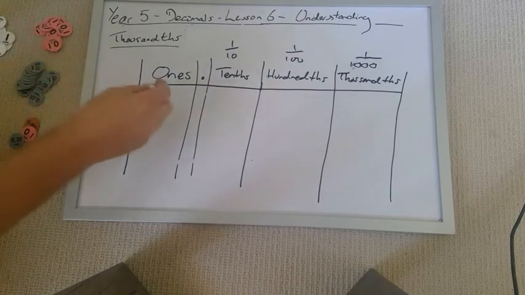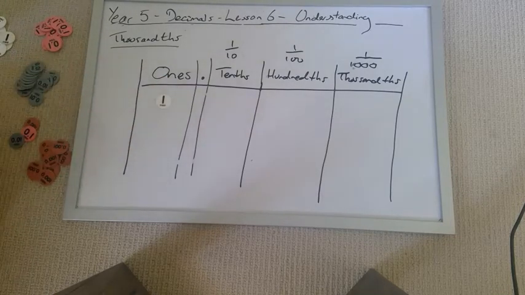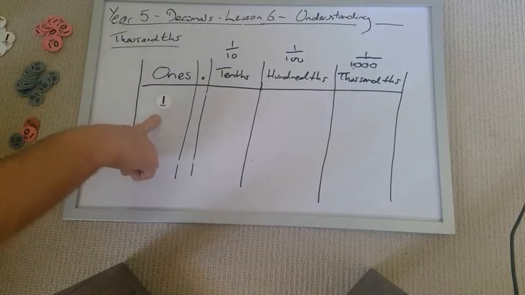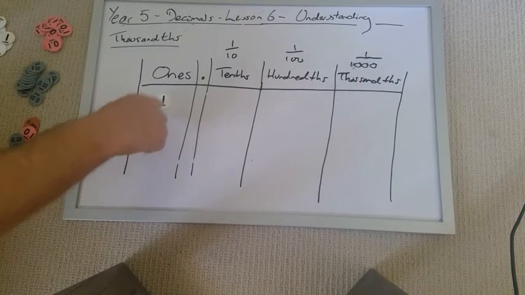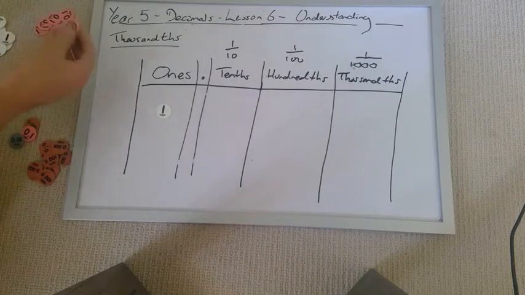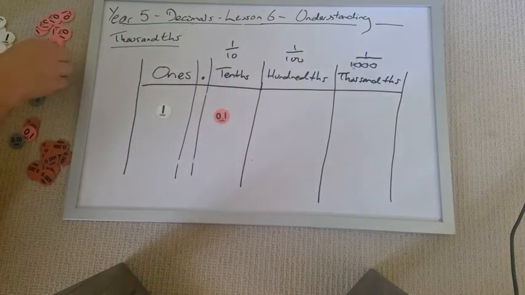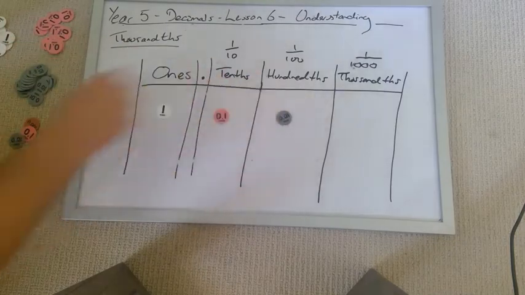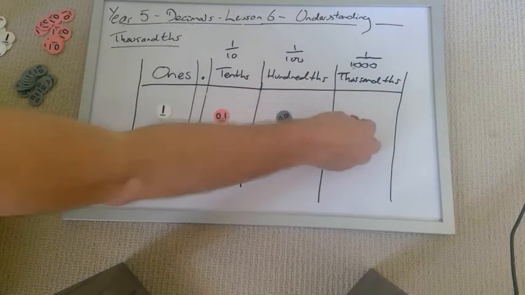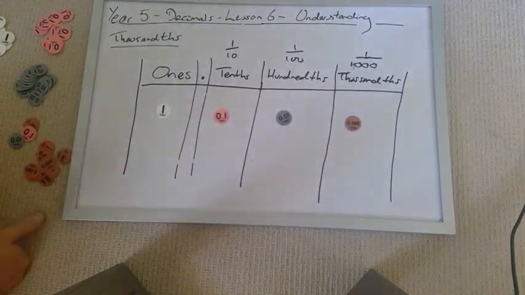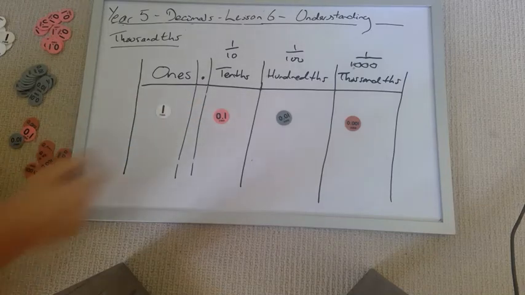For today, the counters that we'll be using are our place value counters. You will recognize this one because we've used these before. These are our ones. This is a whole number. We have our tenths, we have our hundredths, and then we have our thousandths. All of these counters will be used in these columns to represent these numbers.